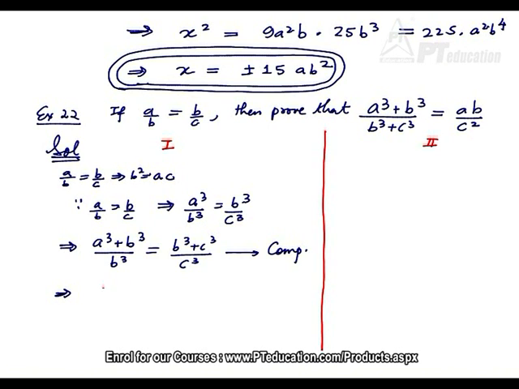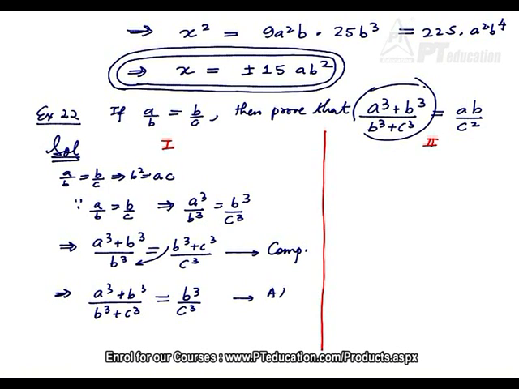Now apply alternando. Basically take this down here and take it up here. So a cube plus b cube upon b cube plus c cube, which is actually what is asked in the question, if you can see it now, will be equal to b cube upon c cube. This is nothing but alternando. Alternando is very simple. Now a cube plus b cube upon b cube plus c cube is nothing but b into b square upon c cube. But we know b square is equal to ac.